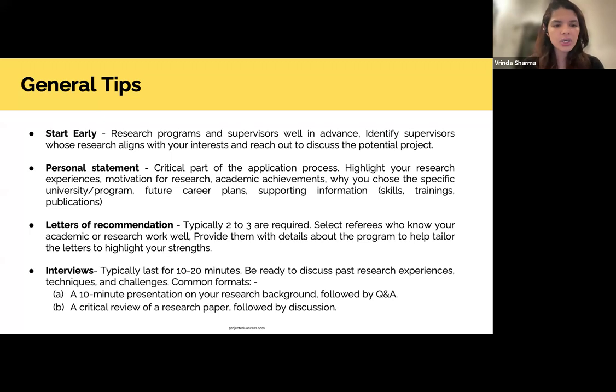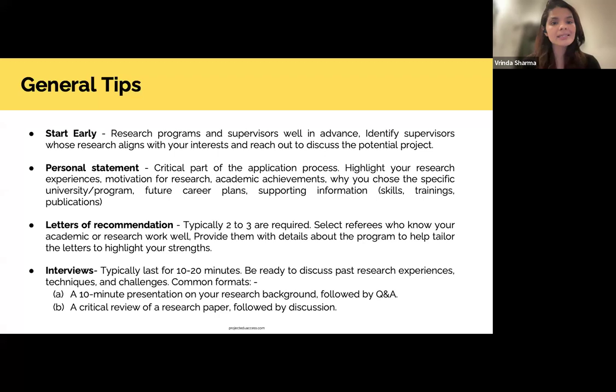The structure of the interviews could be maybe 2 or 3 types. Typically, it's a 10 minutes presentation on your research background. And then based on that, there is a Q&A. Those questions could include follow-up questions about what you just spoke about, your research. Or it could be something more general, like, why are you applying for this project? What hurdles do you think you can have in this project? Questions like these. And then it could also be a critical review of a research paper.